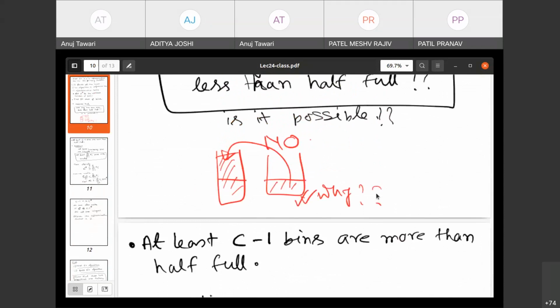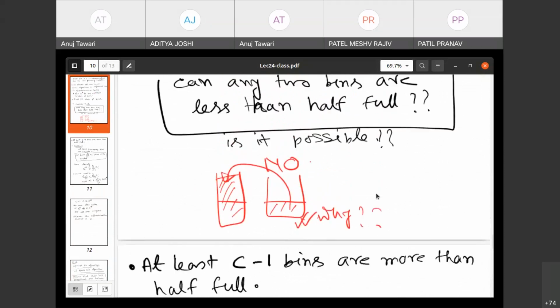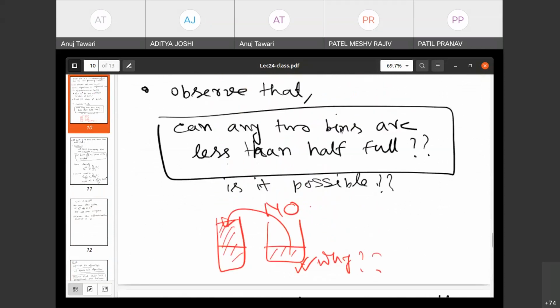So whenever there is no space, we put it in the next bin, right? So again, we can say that there cannot be any two bins which are less than half full, right? Because if there is already a space to fit it in the first bin, you are not going to open a new bin.